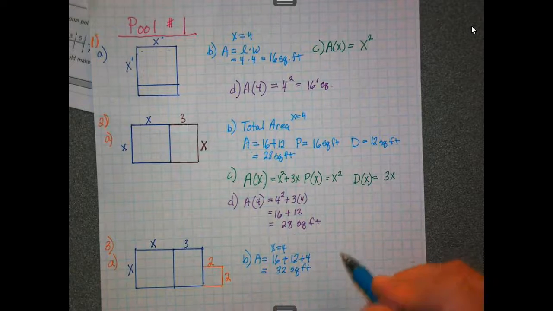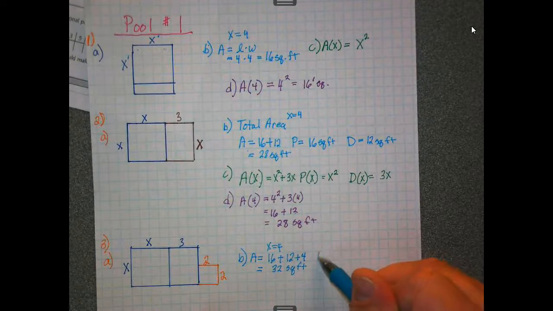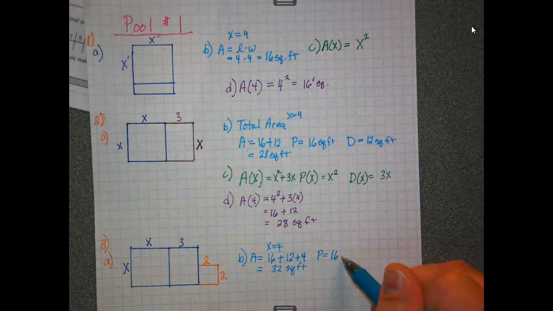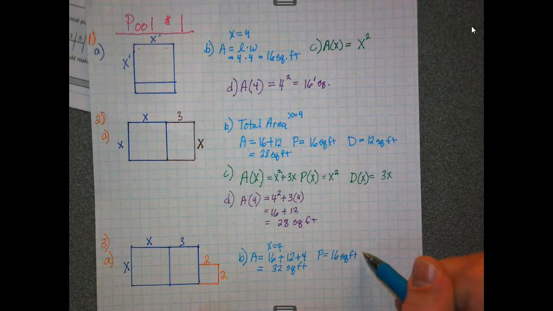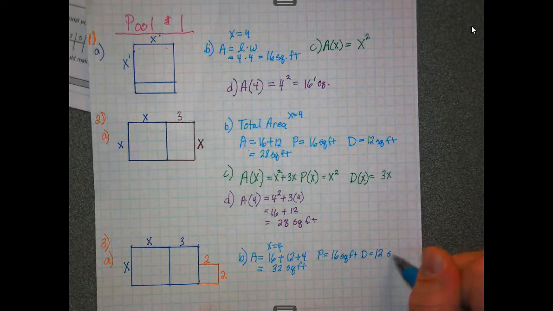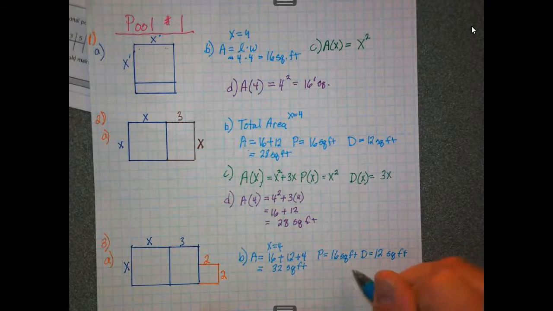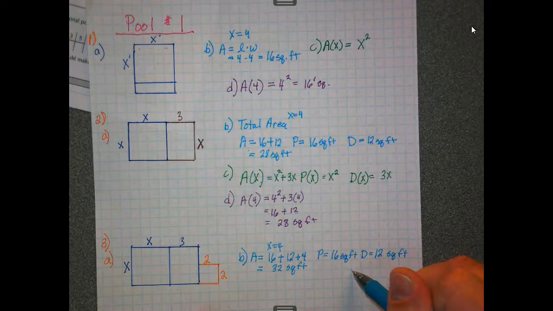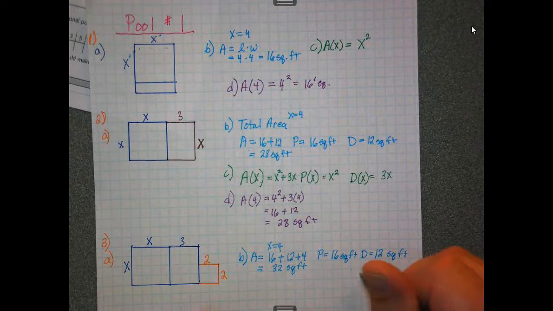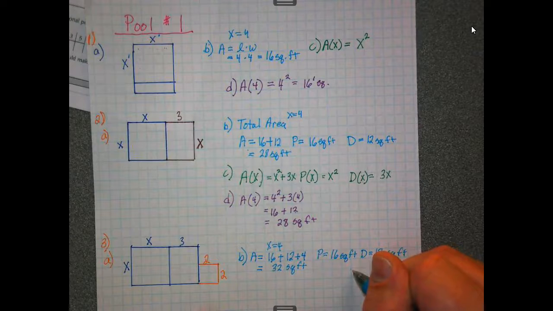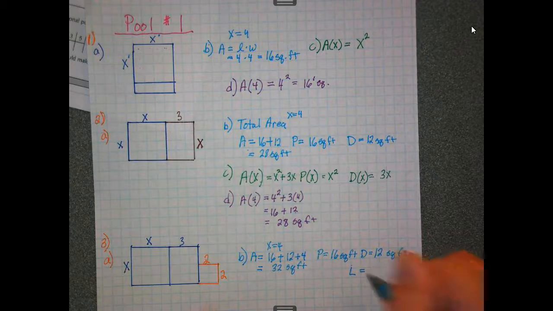And that came from the pool, which was 16 square feet. It came from my deck, which is 12 square feet. And it came from my little platform there. I'm going to call it, I don't know, I'll just call it G of X or something. G platform. Can't use it. How about L? Is 4 square feet.